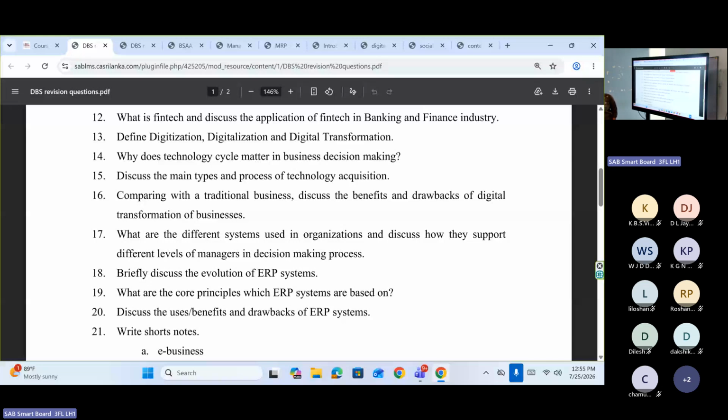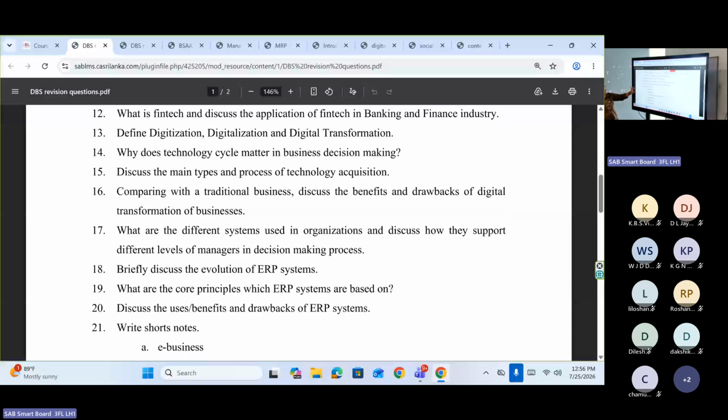In my PowerPoint, I explained to you how ERPs evolved. There was some material requirement planning systems. Then they evolved as manufacturing resource planning systems. And later they became enterprise resource planning systems. We have explained a little bit about the development. And depending on the number of marks allocated, you may add additional facts. And our core principles which ERP systems are based on, discuss the uses and drawbacks of ERP systems, and then you are to write a short note.